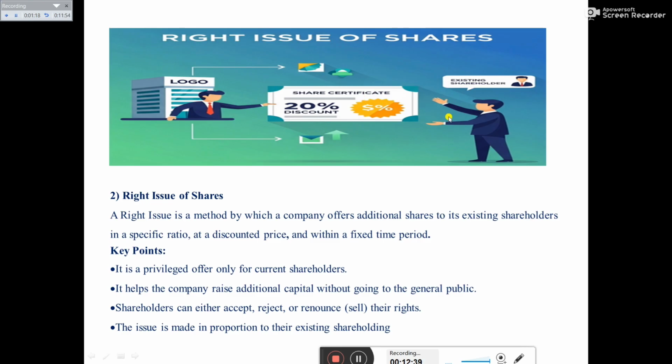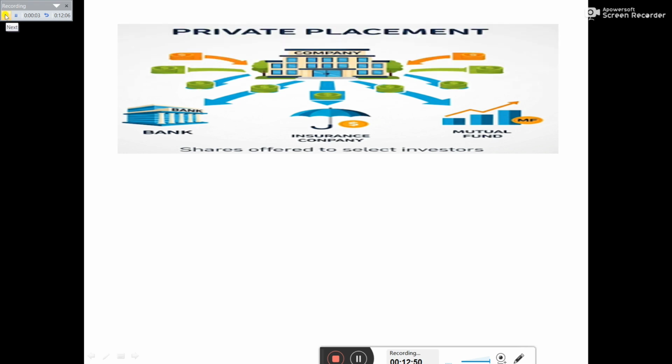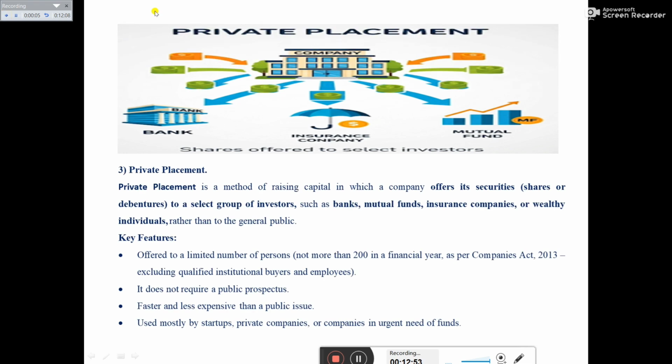It is his decision. He can accept or reject the offer. If he rejects, it goes for a public issue. Okay. Next, go with private placement. What do you mean by this?